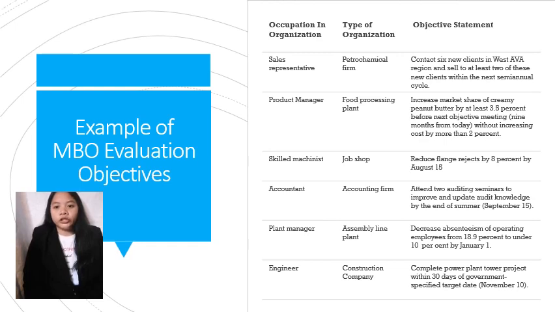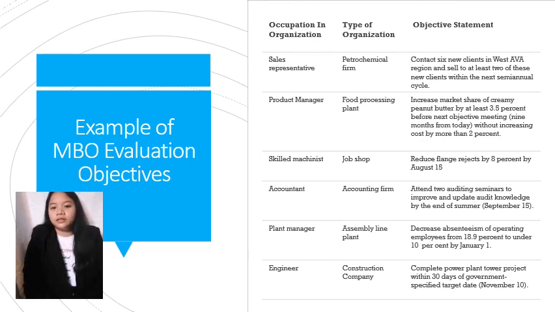Increase market share of creamy peanut butter by at least 3.5% before the next objective meeting 9 months from today, without increasing costs by more than 2%. Reduce flange rejects by 8% by August 15. Attend 2 auditing seminars to improve and update audit knowledge by the end of summer, September 15.